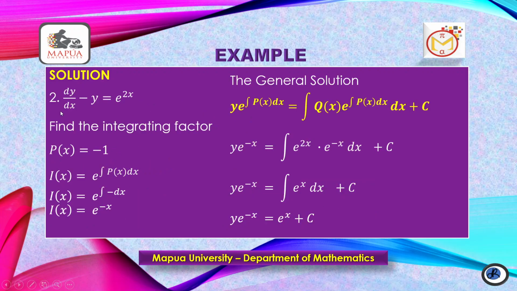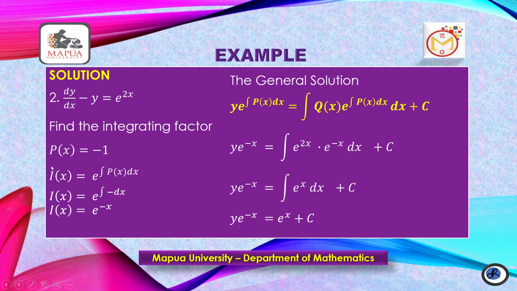For our next example, we have dy with respect to x minus y equal to e raised to 2x. Again, in this example, it is already set into the standard form of a differential equation of first order, where our p of x here is negative 1 and our q of x is e raised to 2x.